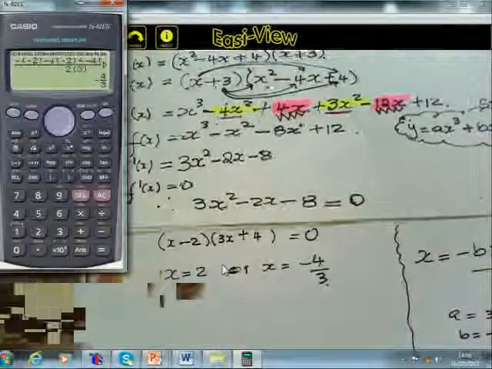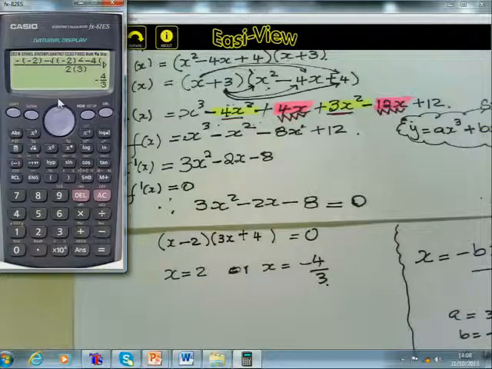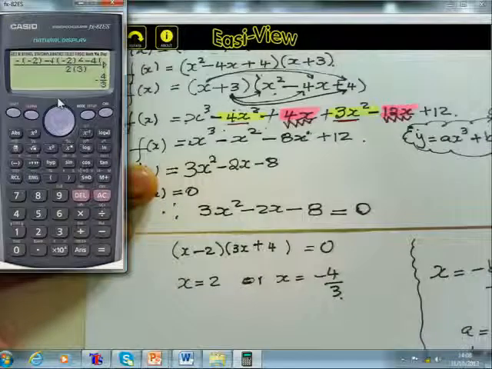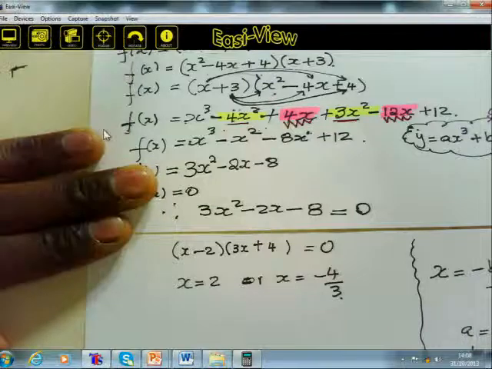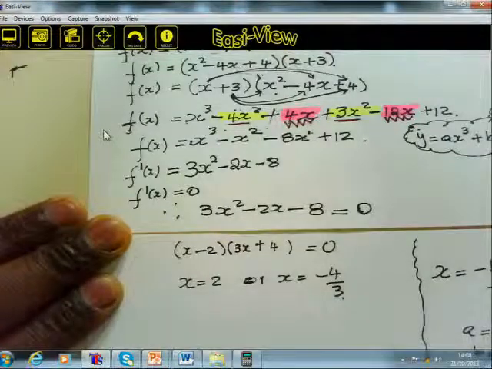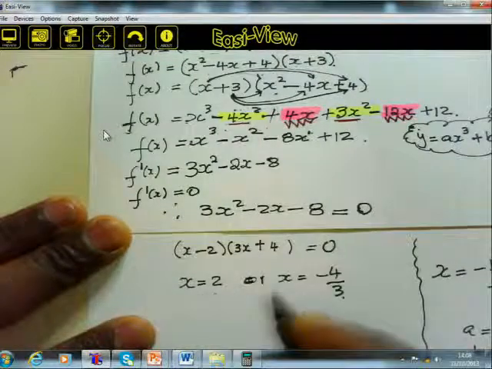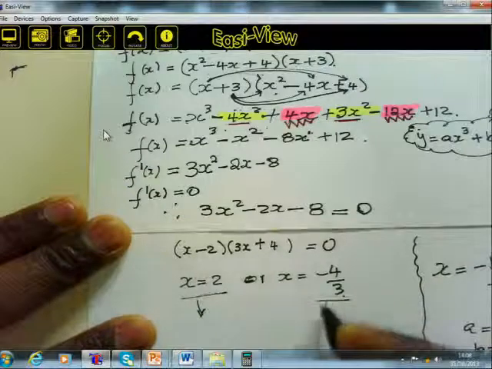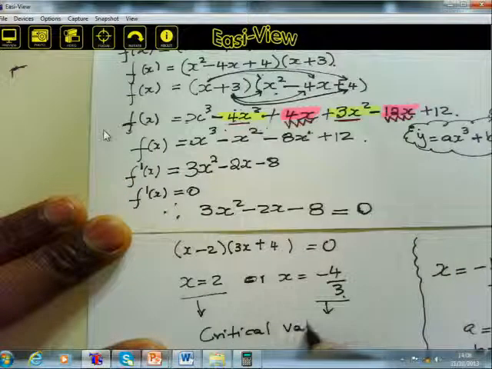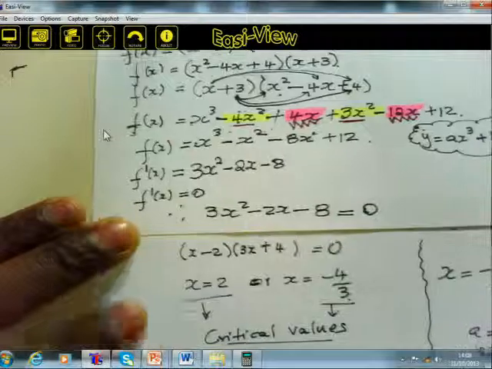Fine. We are still going to continue with this. We are now at finding the x values of the turning point, which we call our critical values. Remember, I showed you how you can use your calculator if you cannot factorize. If you find it very hard to factorize, you can use a calculator to help you factorize. So in this case, after finding these two x-intercepts, these are the critical values, the x values of the turning point.